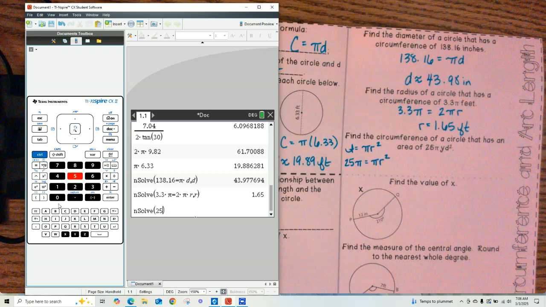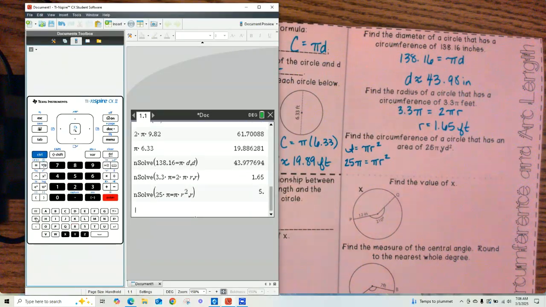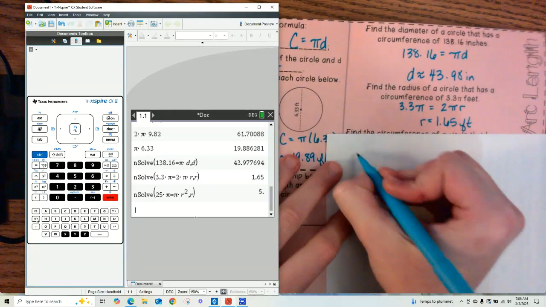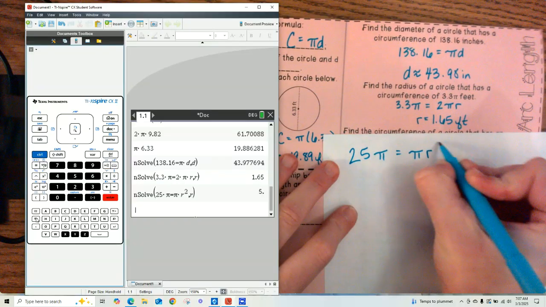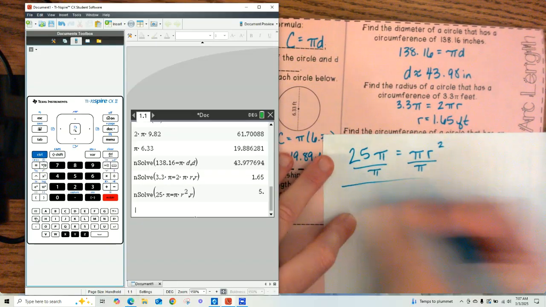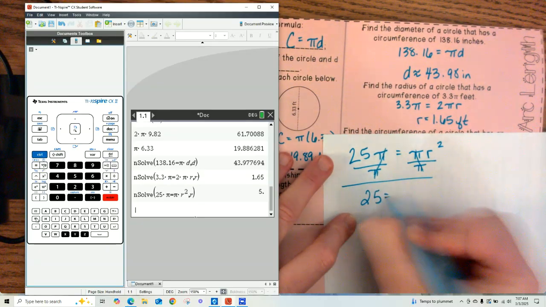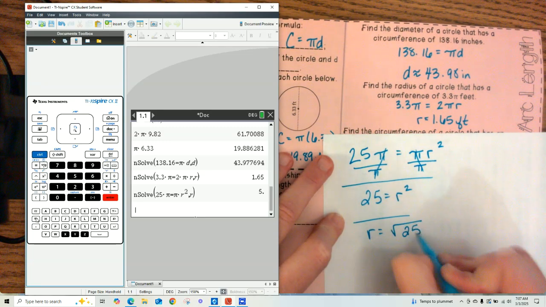Now, what happens though is because we're using that squared, menu 3-1 doesn't always work. So I'm going to show you what it looks like by hand so you know what to do. So if I were to solve that by hand, 25 pi equals pi r squared. If I divide by pi, pi's cancel out and I have 25 equals the radius squared, which means radius equals the square root of 25.